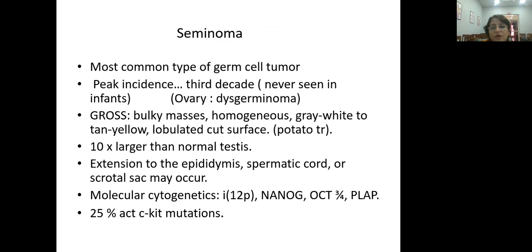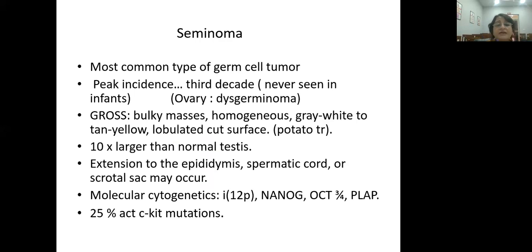Seminoma's ovarian counterpart is the dysgerminoma. Ye bahut dafa bataya hai, pata nahi aap logon ko kyun nahi samajh aata. And they are never seen in infants or children. They are seen in the third decade. They produce large bulky tumors, gray, white to yellow. Aur isko layman terms mein also call it a potato tumor. Bilkul aloo ki tarah ka hota hai. And it is 10 times as large as compared to the normal testicle.